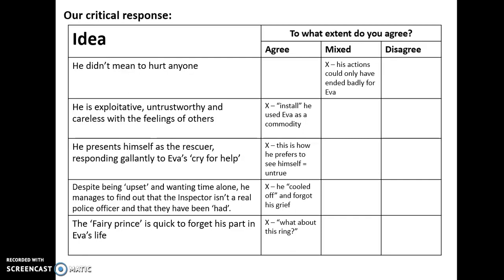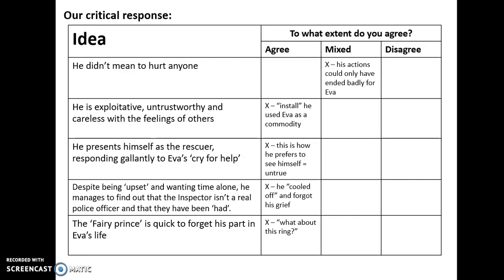Lastly, the fairy prince is quick to forget his part in Eva's life. Totally. I think it's very interesting that Priestley chooses to end the play with Gerald just before the phone call, when the inspector calls again, almost re-proposing to Sheila. What about this ring? And he gets the ring out after everything he's done.